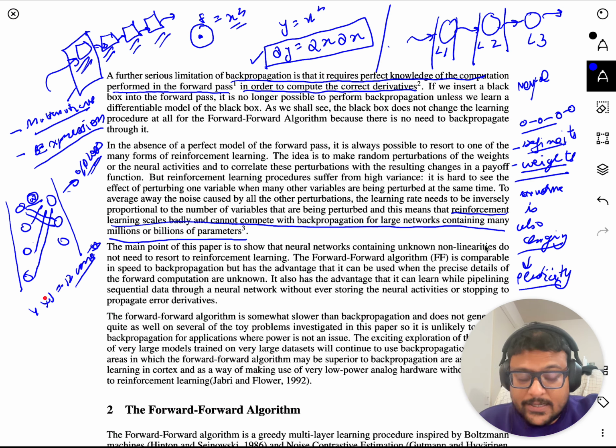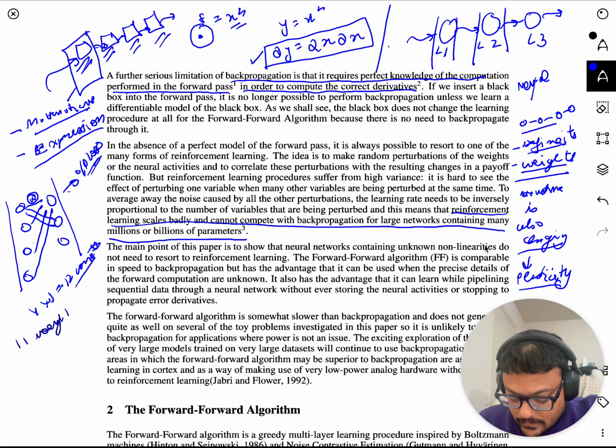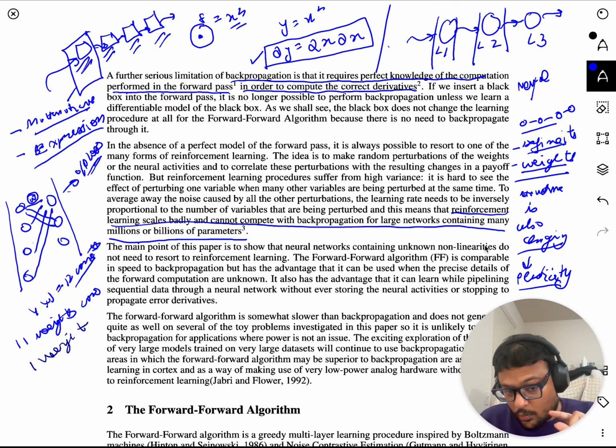At a particular time, what you can do is keep 11 of these weights constant, and then fluctuate just one of the connections. You can see whether the loss goes up or down, and that will allow you to compute the gradient, like what happens if you change that weight somewhat.